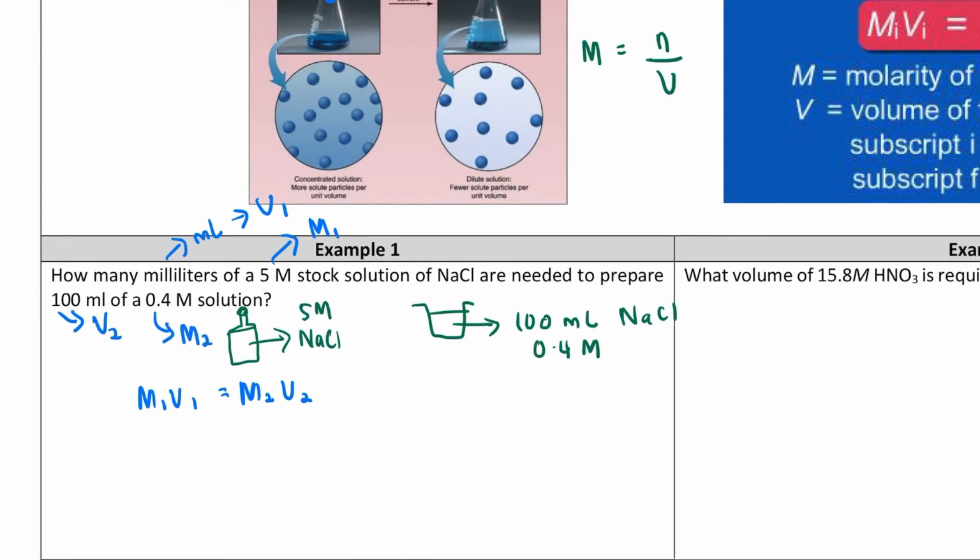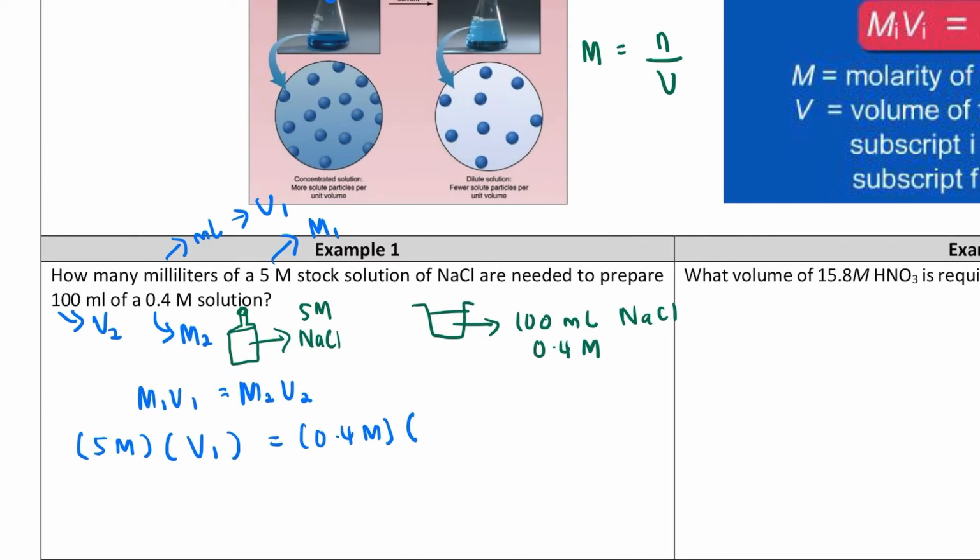Okay. So now we already know the information. So let us plug in the value. Okay, so this is 5 molar times V1. Okay, V1 is the one that we want to find. Okay, and then M2 here adalah 0.4 molar. Molarity after yang kita nak hasilkan 0.4 molar. Volume dia kita nak hasilkan 100 ml.